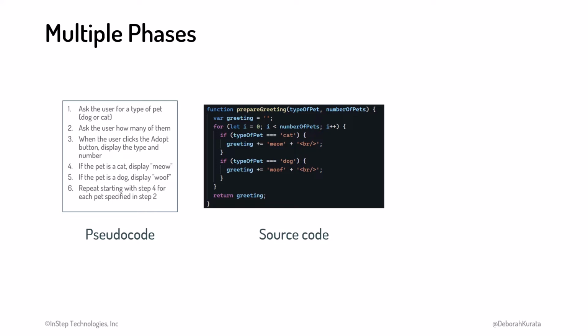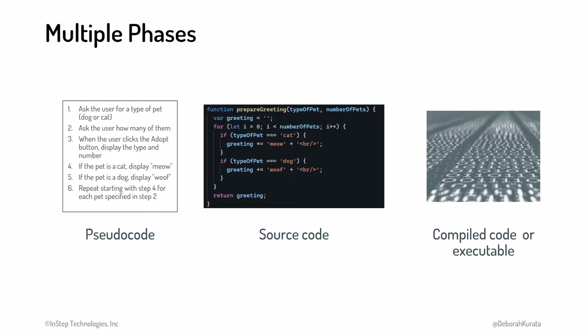For some programming languages, before the computer can understand the code, we need to change the phase of the program again. This change of phase is often called compiling and results in compiled code called an executable. The executable is not readable by humans, but is in a format that the computer can understand and run. It's this executable that we provide to the users.